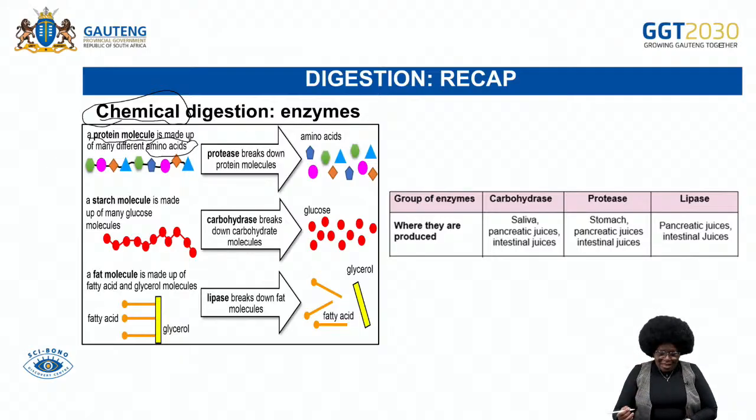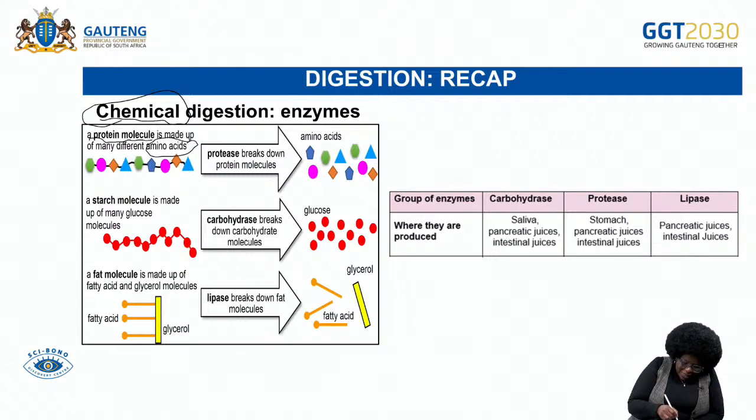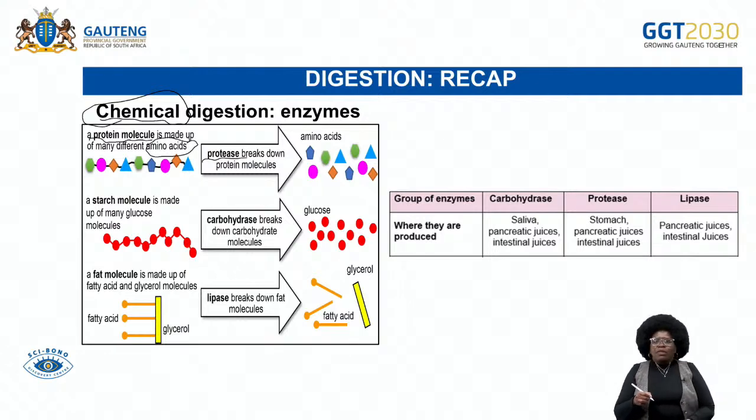So check this out. We have an enzyme. Be very careful on the name of the enzyme responsible for breaking down a specific type of molecule. We have an enzyme which is called protease. Protease. Can you really go wrong? Protein, protease. Can you see the link?